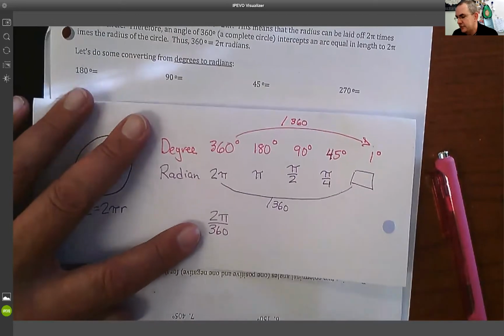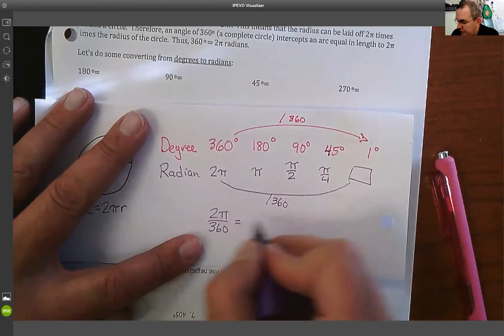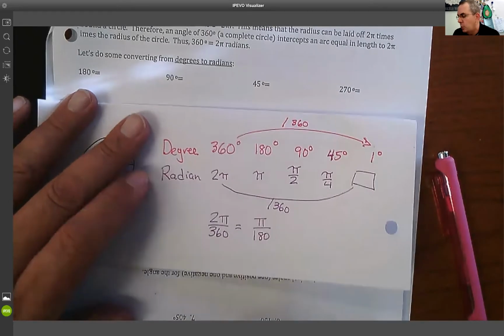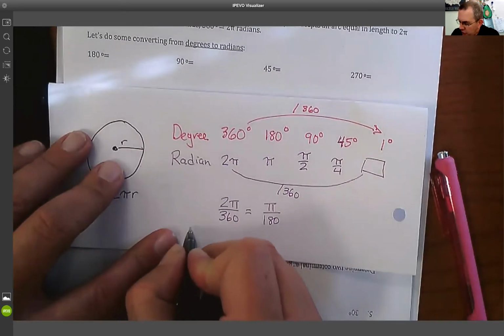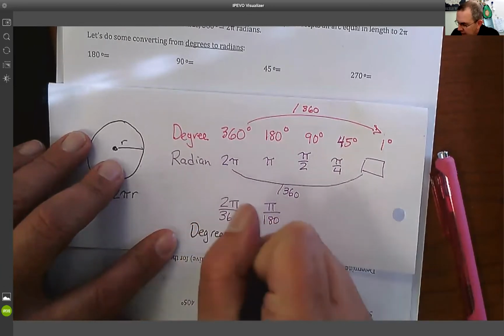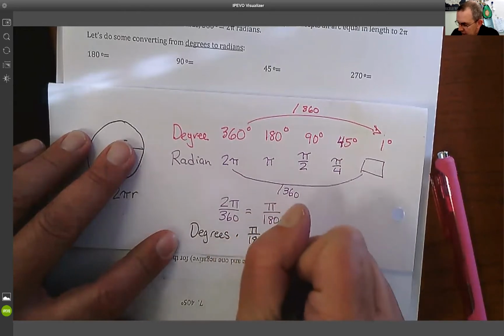So what this means is the following. If I simplify this, these are both even numbers, I can simplify this to pi over 180. So the rule is the following. If I want to convert degrees into radians, I take my degrees and I multiply it by pi over 180. And that turns me into radians.